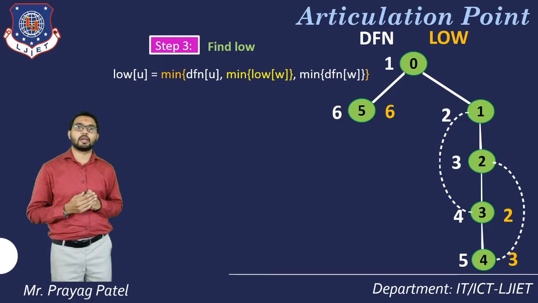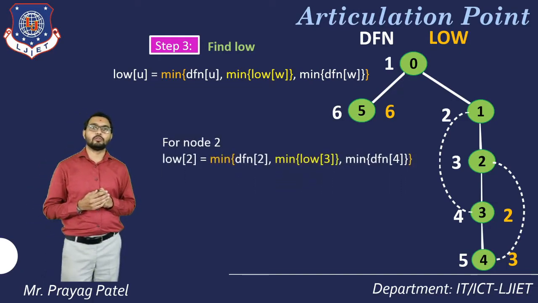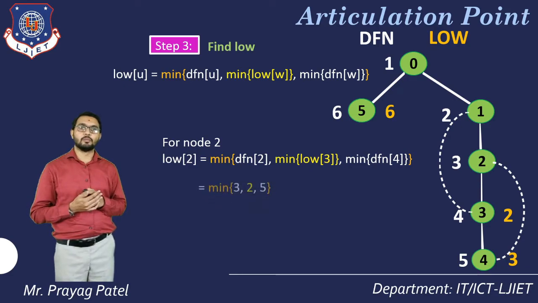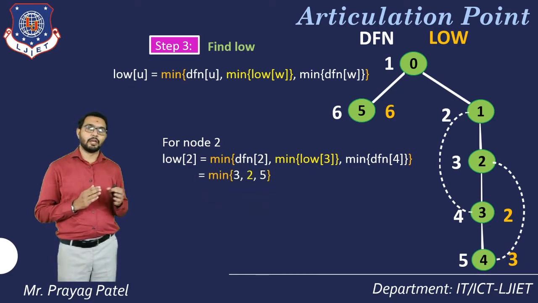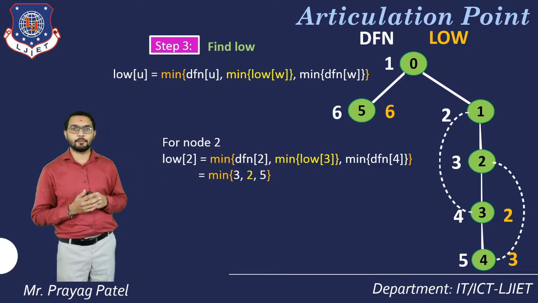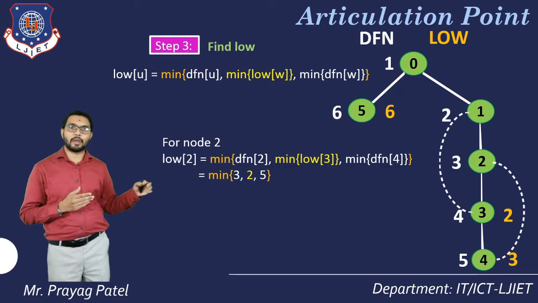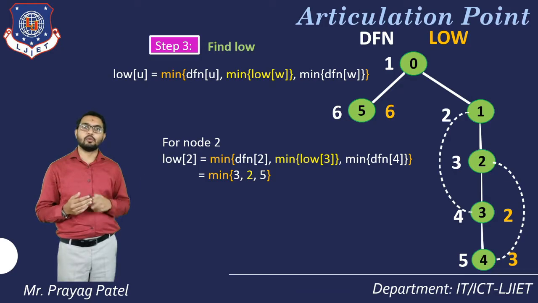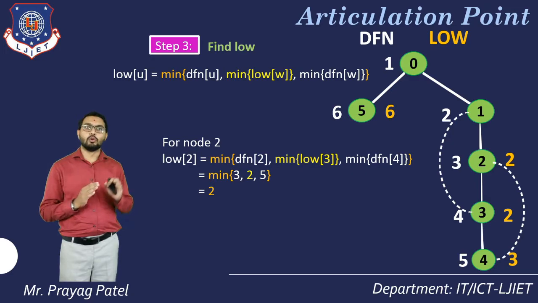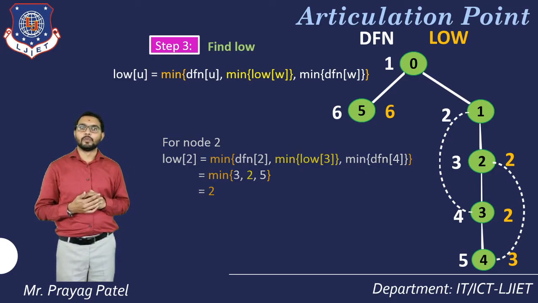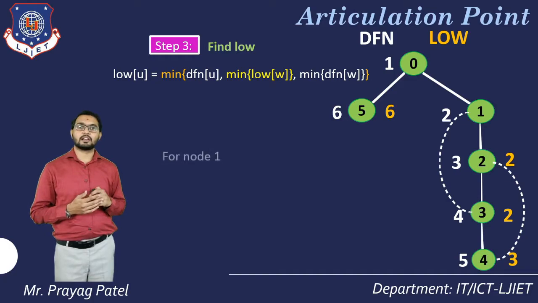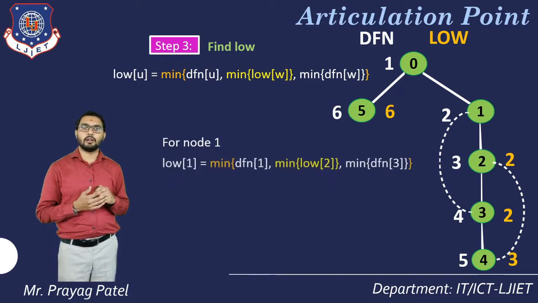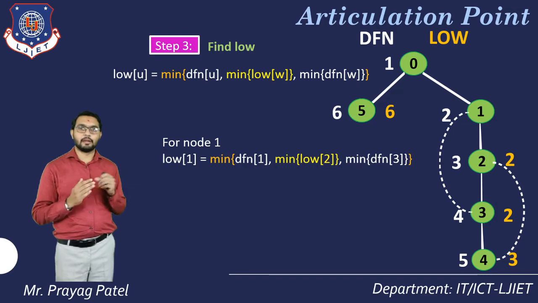Now consider the next node, node number 2. In node number 2, the same equation: the minimum of DFN of 2, low of 3, and DFN of 4, because 3 is a child of 2 and 4 is a back edge connected to it. So consider the minimum of 3, 2 and 5, and the minimum is 2. So put the value 2 in location 2, the low value of node number 2. Now consider the next node, node number 1. In node number 1, find the value of low of 1.